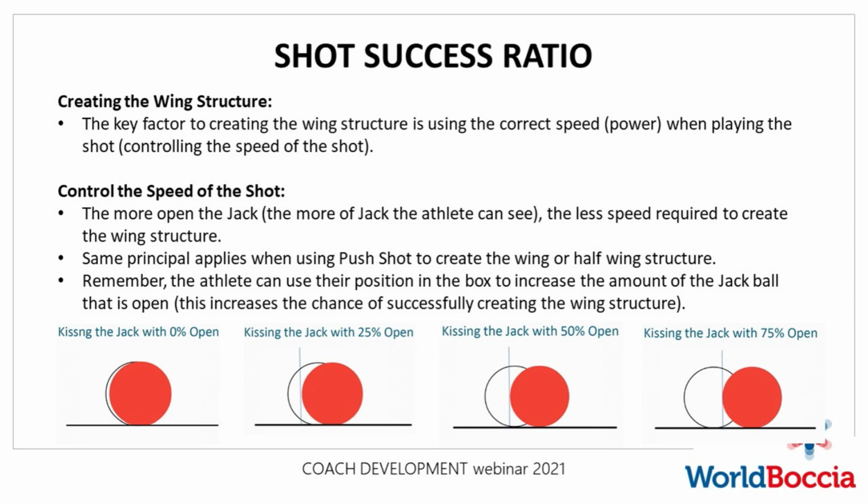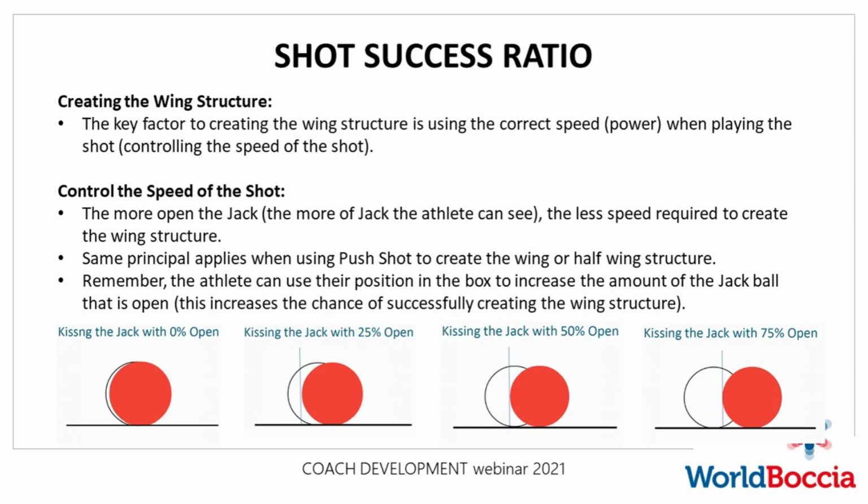So when we're talking about controlling the speed of the shot, the more open the jack, or the more of the jack ball that the athlete can see, generally the less speed is required to create the wing structure or the half wing structure. The same principle applies when we're using a push shot to create the wing or half wing structure. So I think it's important there to understand that we can not only create half wing structures when we are looking to smash an opposition ball off, but we can also push our own ball, or push existing balls, into a position which creates that half wing structure.